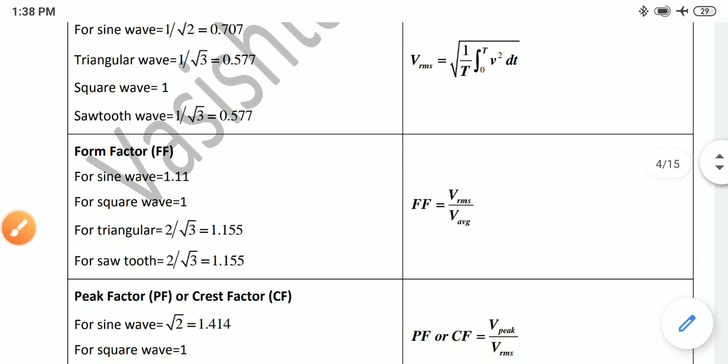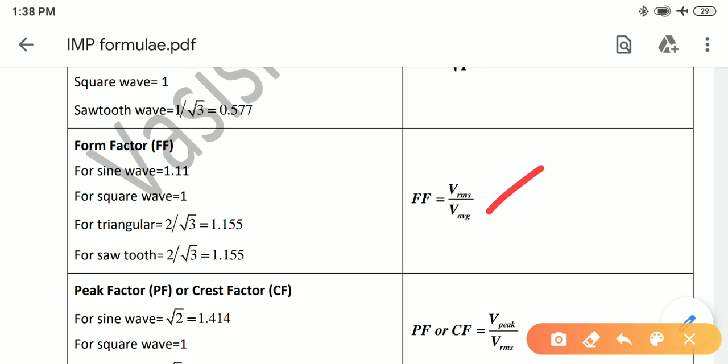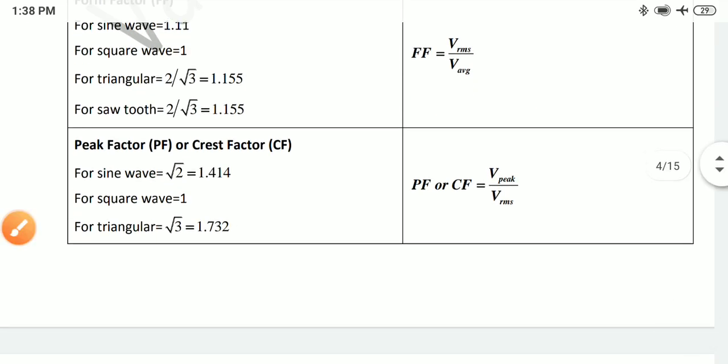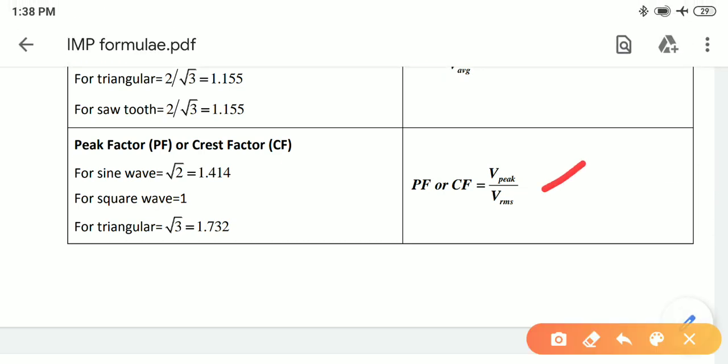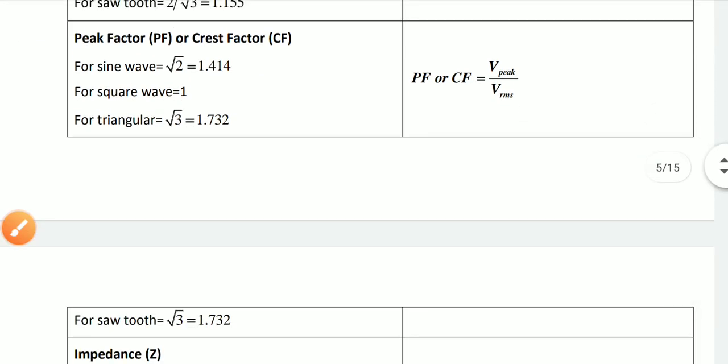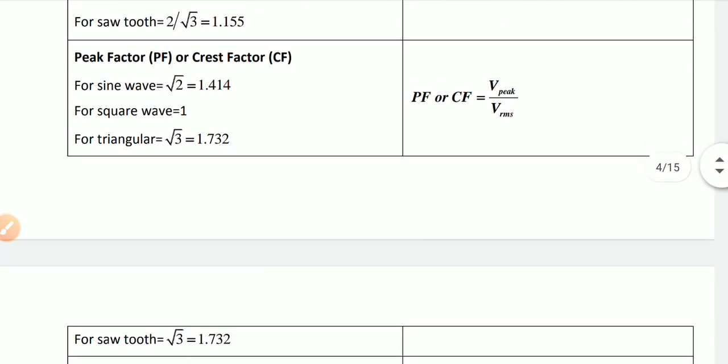Next, the form factor, which is the ratio of RMS value to the average value. For a sine wave its value is 1.11, for a square wave 1, for a triangular waveform 1.155, and for sawtooth also 1.155. Next, the peak factor or crest factor, the ratio of peak value to RMS value. For a sine wave its value is root 2, that is 1.414, for a square wave it is 1, and for triangular and sawtooth waveforms the value is the same, root 3, that is 1.732. The calculations of the average value, RMS value, form factor and peak factor are already covered in the previous videos. I gave the link in the description, so please go through it if you did not see those videos.